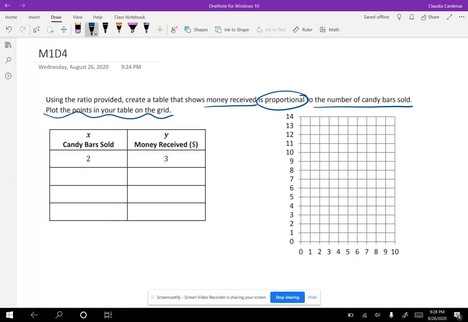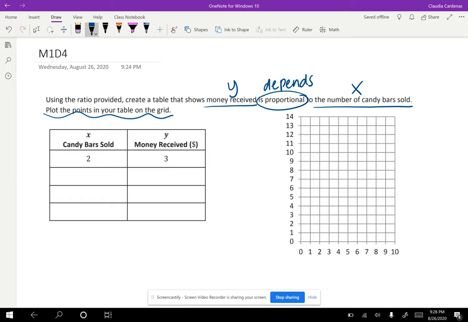All right, so remember when we hear the word proportional, we know that means that it depends or it changes given a certain variable. So the money is the one that's changing depending on the number of candy bars sold. And we already see that it's labeled in our table, so far so good. So we've done our mental movie, right? The read part of our read, draw, write.